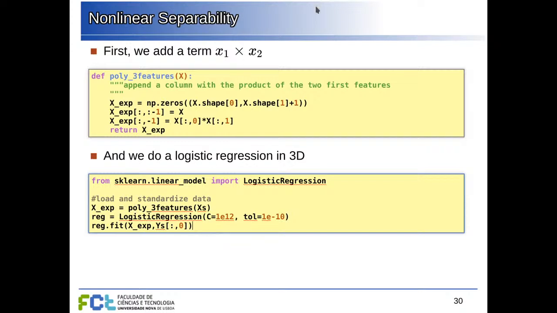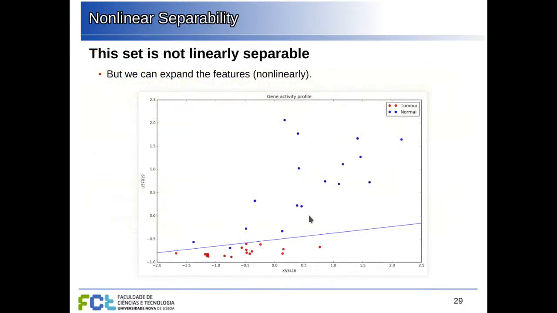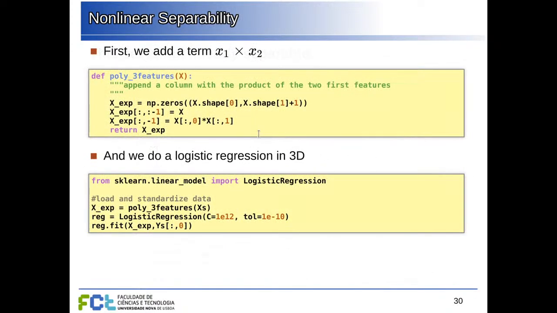So what we can do to use logistic regression for sets that are not linearly separable is to expand the dimensions of our data using a nonlinear transformation. For example, we can add a term that is the product of the two features. We have these two features here, the two gene activities, and we are dealing with data in 2 dimensions. So we can add a third dimension that is simply the product of these two.